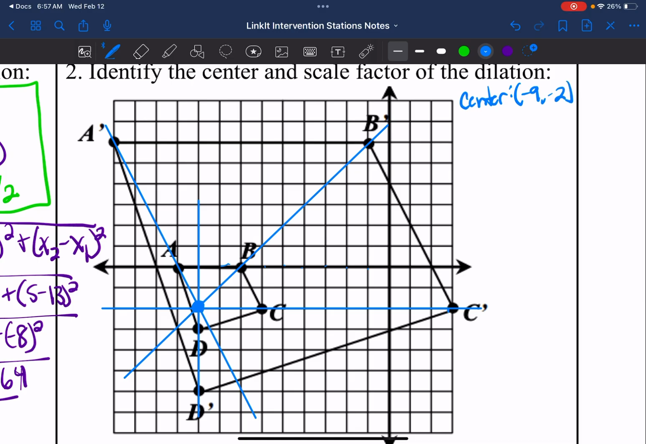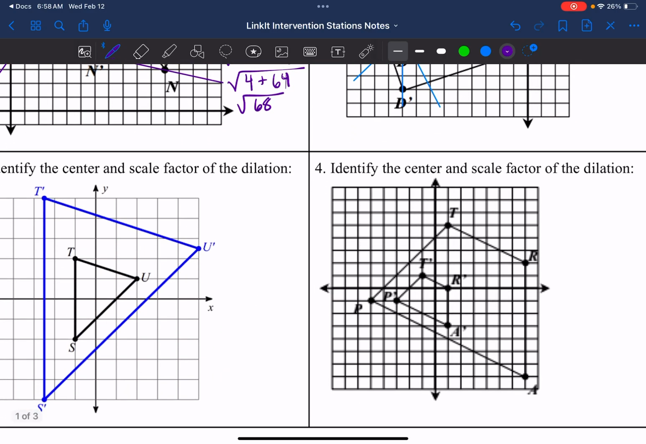Now for the scale factor. The good thing is that this one will be much easier because I have a pair of horizontal corresponding sides here and here. The length of AB we can see is 3, and the length of A prime B prime is 12. A prime B prime is the image, and remember it's the image divided by the preimage. So that's going to be 12 over 3 or 4 over 1, which is 4. So the center is (-9, -2), and the scale factor here is 4.